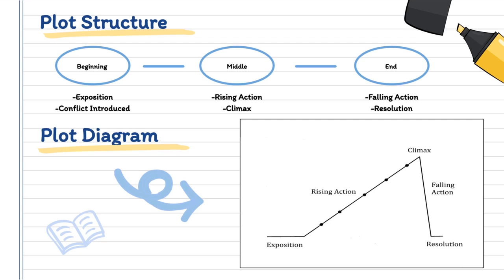The beginning is composed of the exposition and the conflict is introduced. The middle is composed of the rising action and the climax, and the end is composed of the falling action and the resolution. Now, a plot can be put into a diagram as you see here.